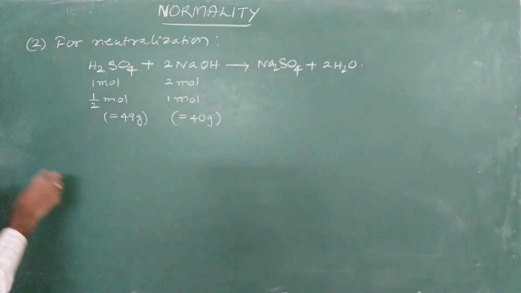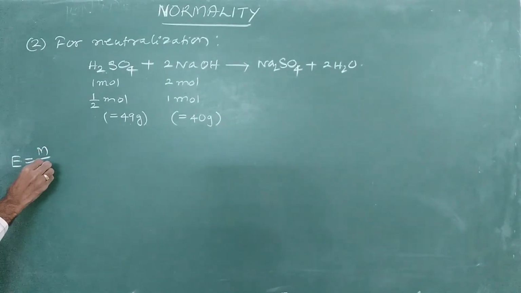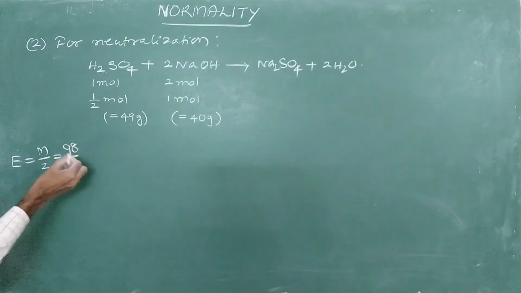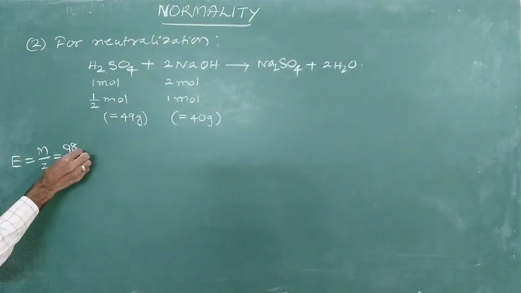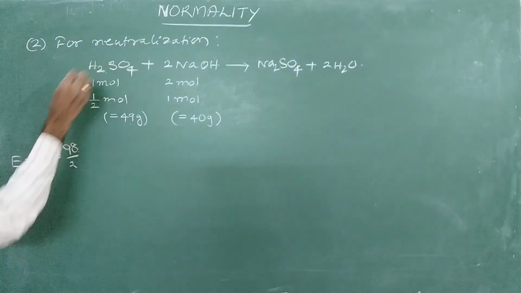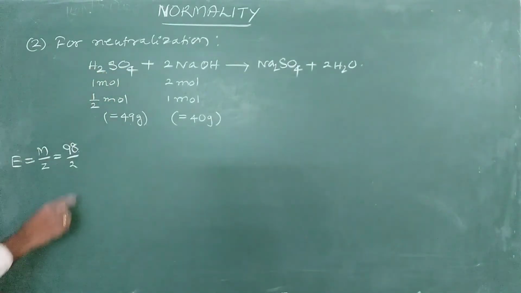Because equivalent mass of sulfuric acid can be calculated by dividing molecular mass with valence factor. So what is valence factor? Valence factor of sulfuric acid is 2. Molecular mass is 98 and valence factor is 2, because sulfuric acid gives 2H+ ions, or basicity of sulfuric acid is 2.